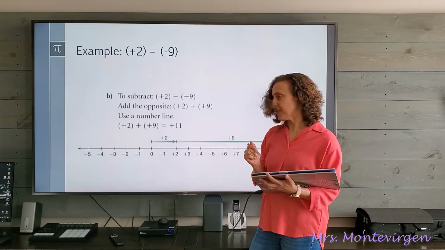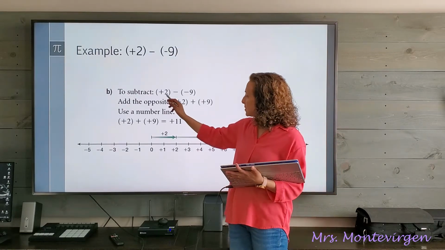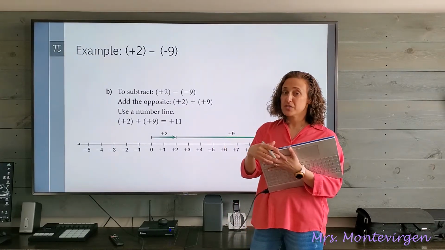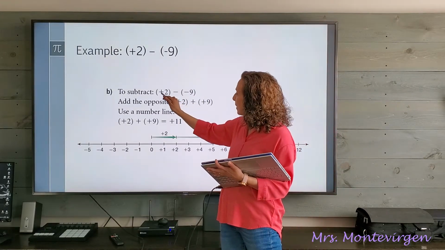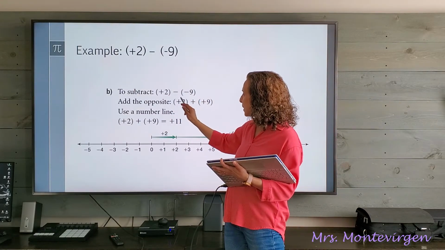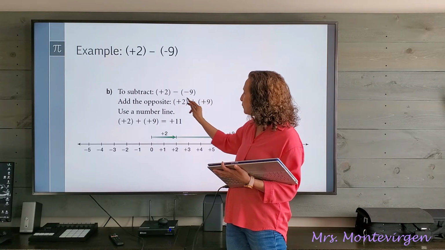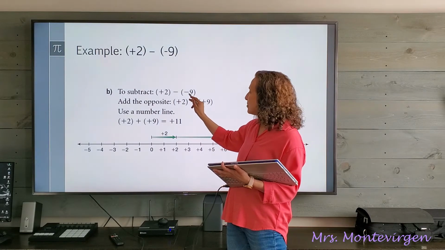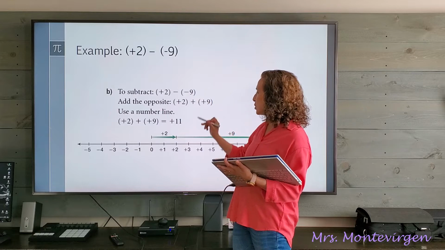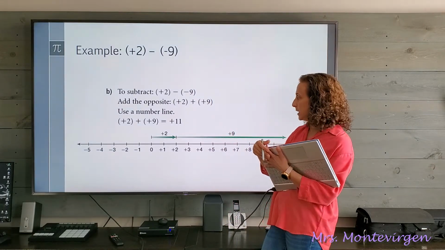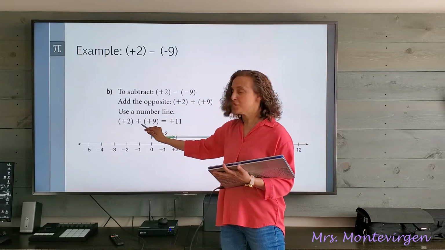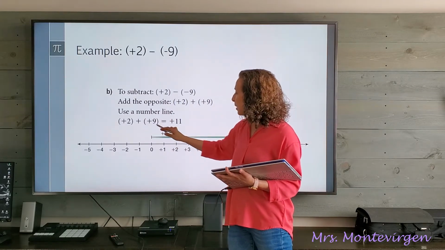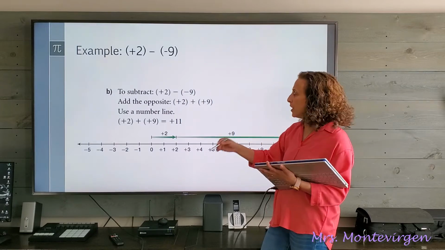All right, I've got the answer for you. So again, if you remember, when you're subtracting, you're adding the opposite. So here, I have my positive 2 take away negative 9. So I switch my subtraction over to a positive sign, and this negative 9 switches over to a positive 9. So now I've switched the question a little bit. I've turned it into an adding. Positive 2 plus positive 9. We're going to show that part on the number line.